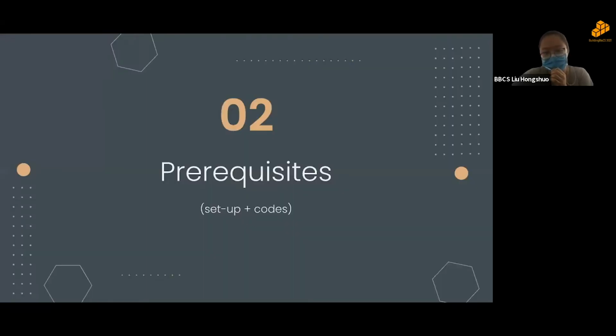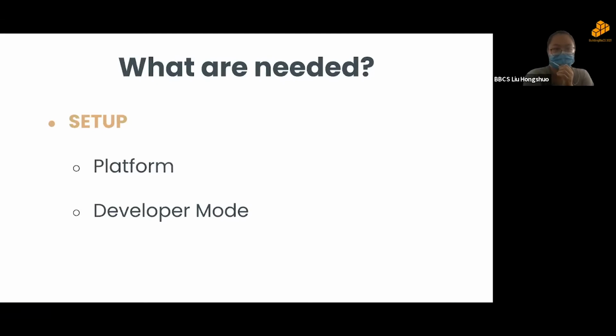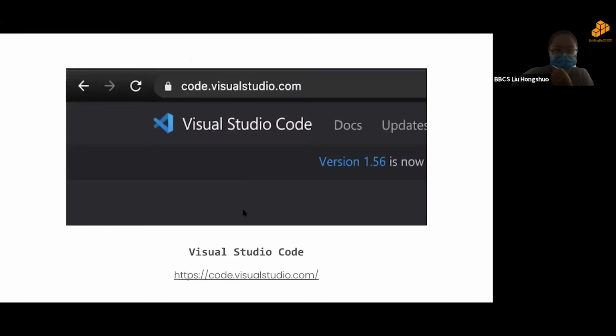Now I will be moving on to prerequisites. First is the setup. So we need to have a coding platform, and then we need to set our Chrome into developer mode. We are using VS Code today. I hope everyone has downloaded it already. If not, Amy will send this link to the chat. And for those who already have it on your computer, just give me a thumbs up to show that you have downloaded. Okay, good. If you don't have it, you can just download it while we are moving on to the next part.